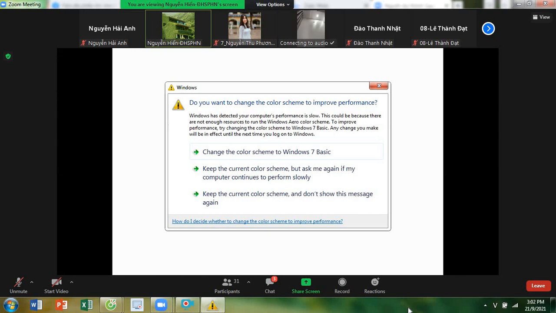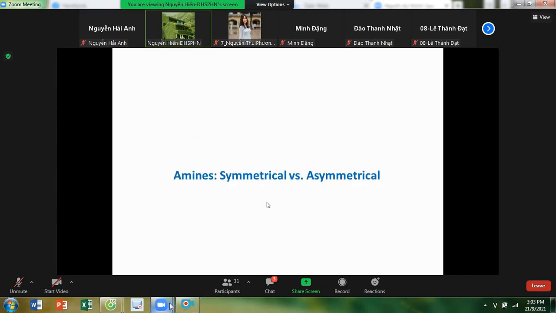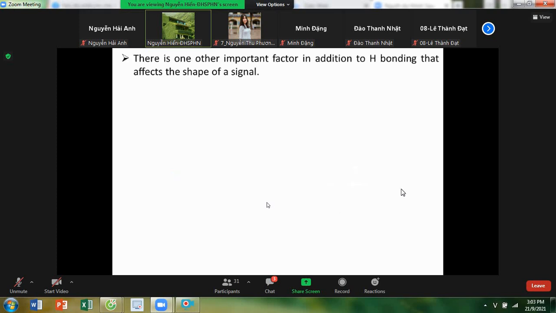Today we will have another example about the so-called labile protons. So we are going to talk about the absorption of amines. We have two different kinds, in this case symmetrical and asymmetrical absorptions, or asymmetrical stretchings. So there is one other factor besides hydrogen bonding that can influence the shape of the signals.